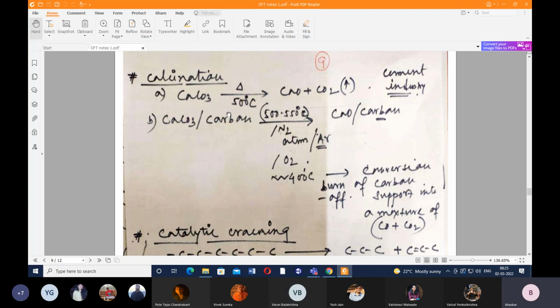Okay. So calcination operation means, suppose I have got a compound called CaSO4, or Ca(NO3)2, calcium nitrate, calcium sulfate. These are the two compounds I have. I want to convert them into the oxide form. So how can I do so? I can carry out this conversion by a method called calcination.